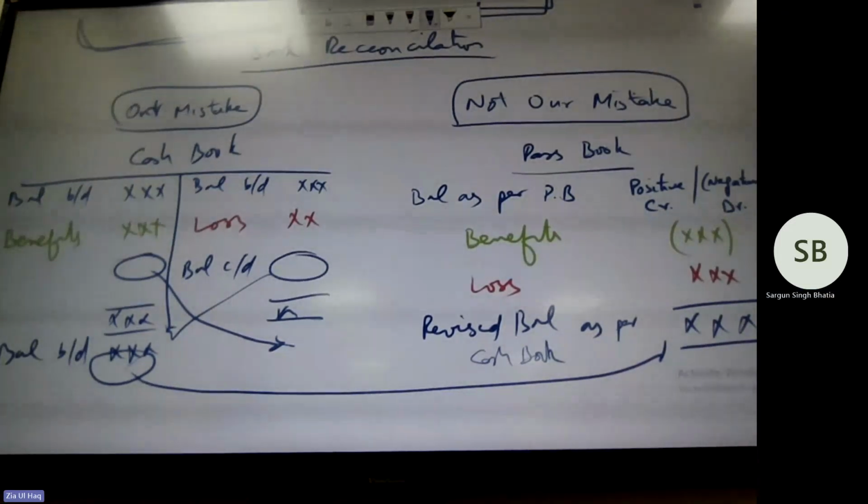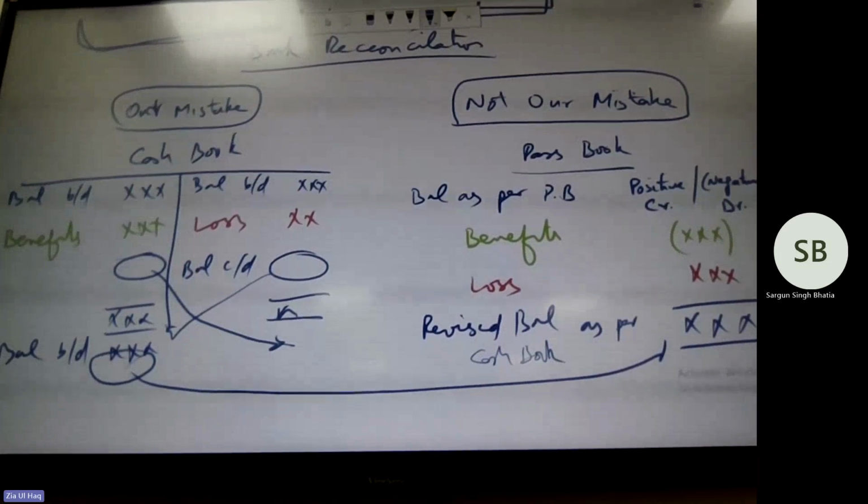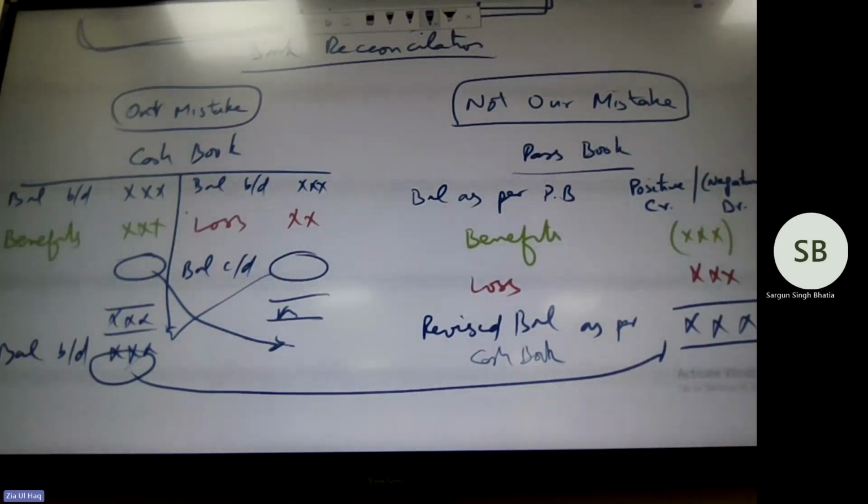If it is our mistake, we will adjust in the cash book. If it is not our mistake, we will make adjustment in the passbook. In the cash book, the difference relating to our benefit will be recorded on debit side. The difference relating to our loss in the current month will be recorded as credit. While in passbook, the benefits will be recorded as a negative and the loss will be recorded as positive, because in passbook, everything goes in reverse order as compared to cash book.